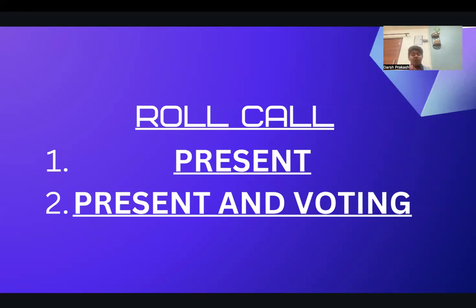First, let's understand what both present and voting mean. So present is basically that you acknowledge your presence at the committee, but you would not vote upon any of the DR procedure. Now, what is voting and DR? We'll discuss it in the upcoming stages of this meeting. And present and voting is where you acknowledge your presence in the committee as well as you vote upon the DR or working paper during the committee. Again, both these voting and DR things, we'll talk about later in this video.